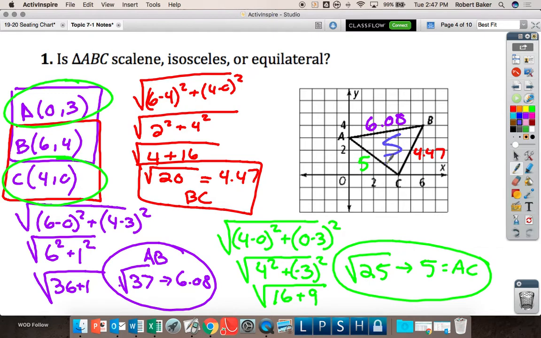There will be a point in your life where you're not allowed to do this. The square root of 37 equals 6.08. The square root of 37 will equal the square root of 37. No decimals allowed. When we get here, the square root of 20 does not equal 4.47. The square root of 20 equals 2 square roots of 5. You have to start speaking in radical languages. The square root of 25 is 5.